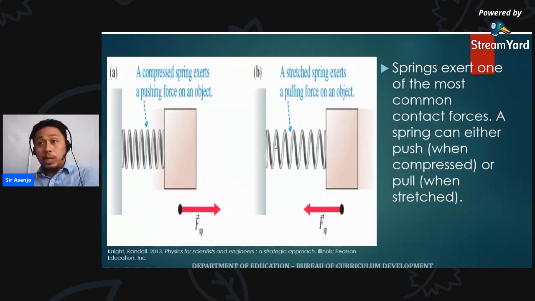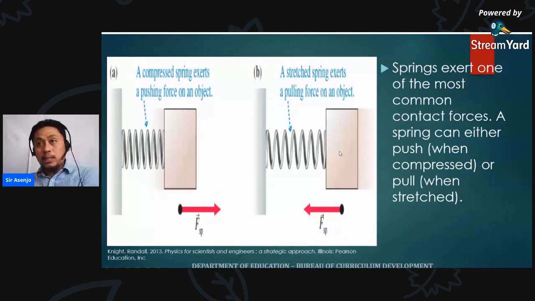On this side, it pulls the box. In the first example, you compressed the spring. What will the spring do? It will push. It will exert a pushing force. Push the box going to the right.